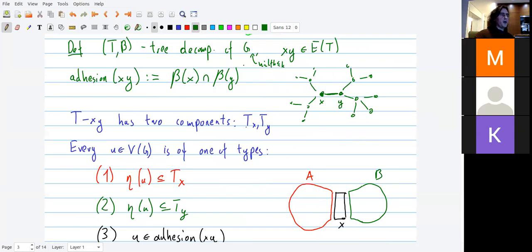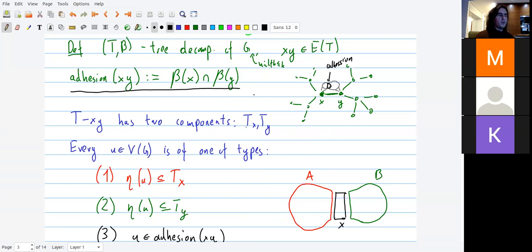So these two nodes are associated with bags, say a bag like that and a bag like that, and these bags can intersect as any two bags in the decomposition. So let me look at this intersection. This intersection is called the adhesion of an edge of the decomposition. So the adhesion of an edge of the decomposition is just the intersection of the two bags.